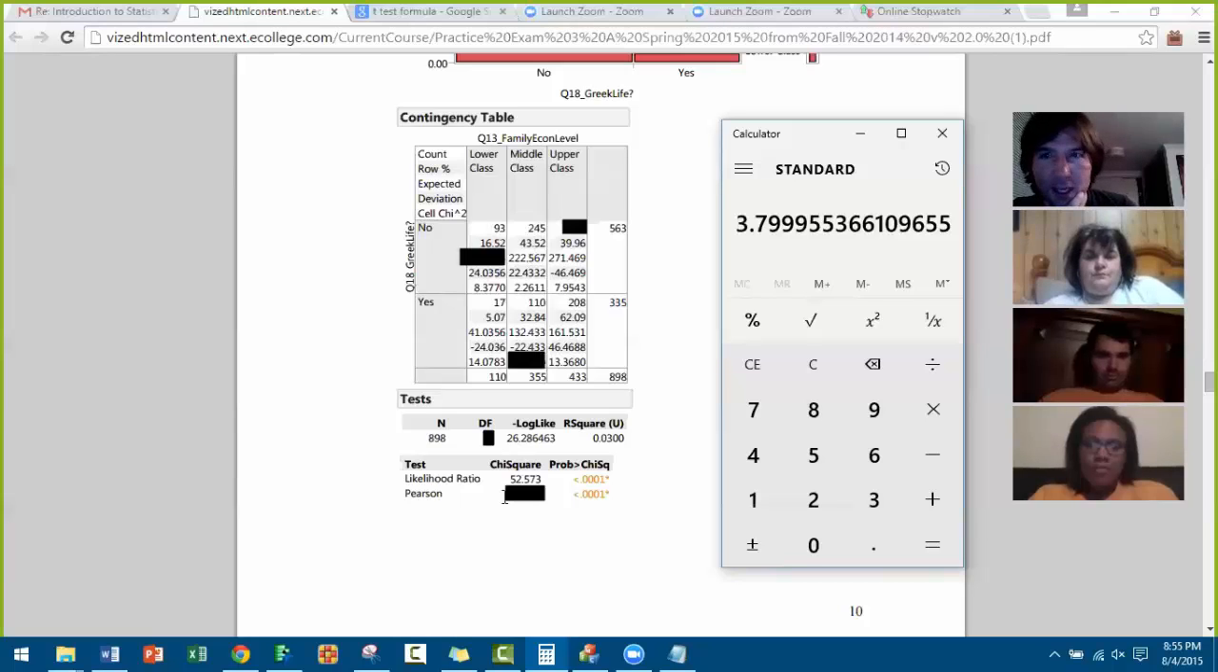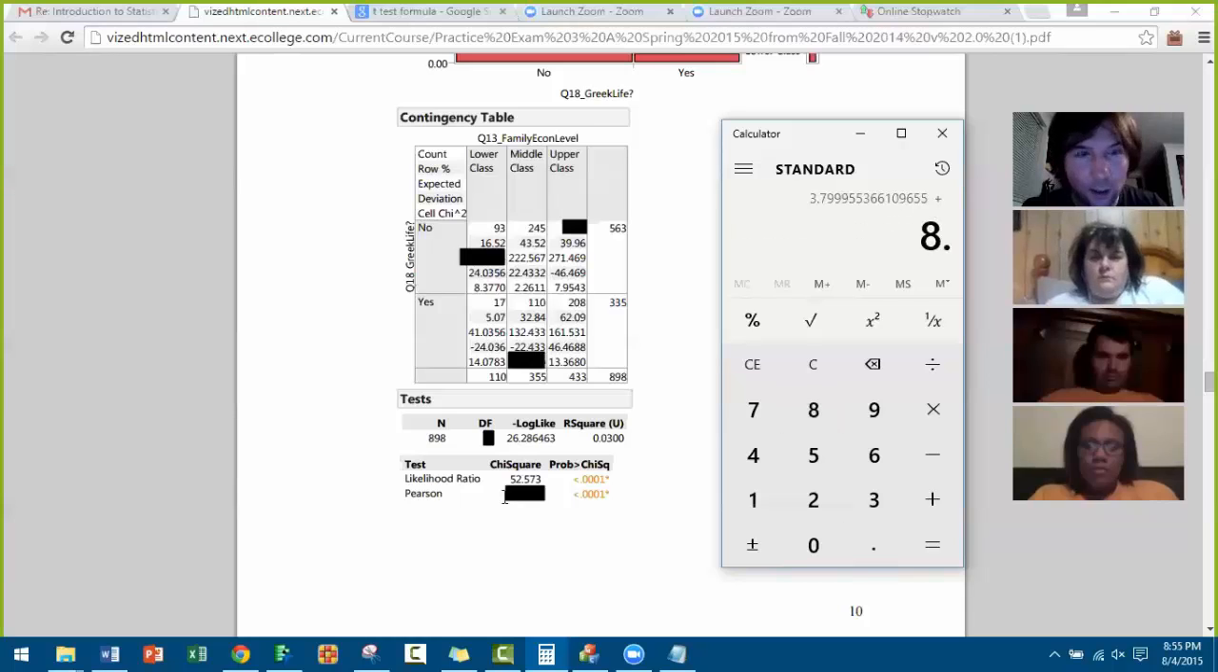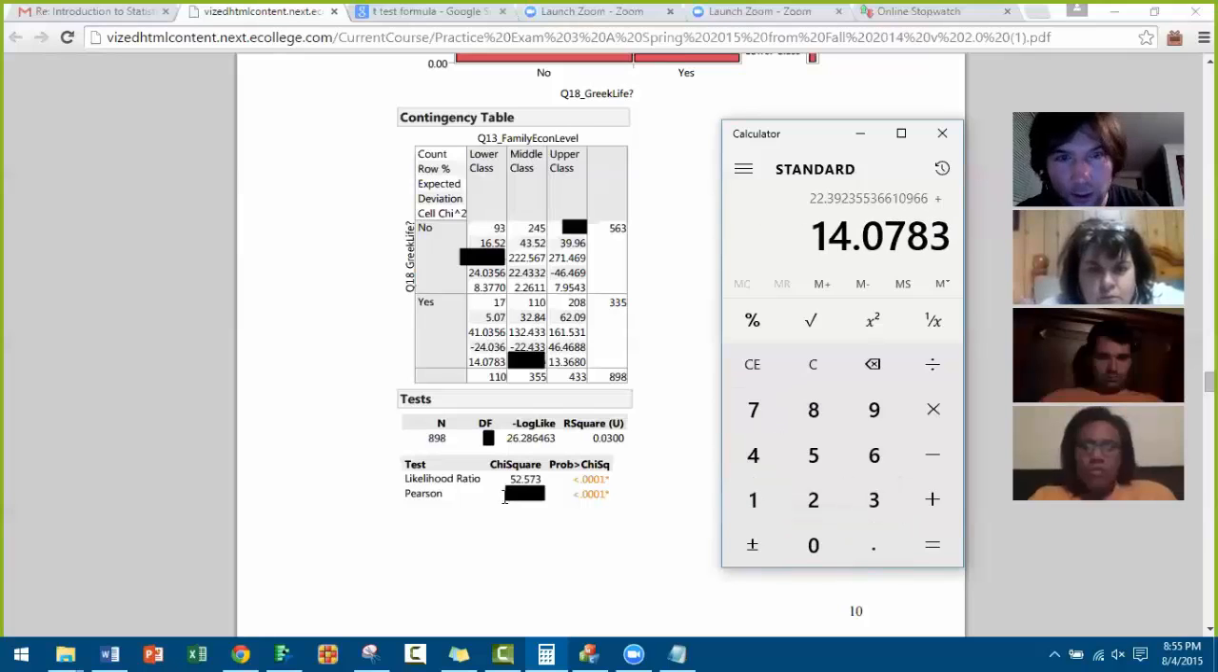The Pearson chi-squared test statistic. Let's solve it. Well, we already have one chi-squared right here. We need to add up this one right here. I am adding all the cell chi-squareds.